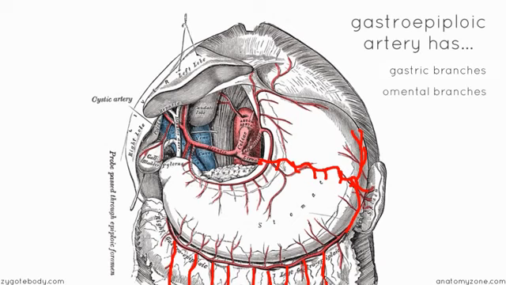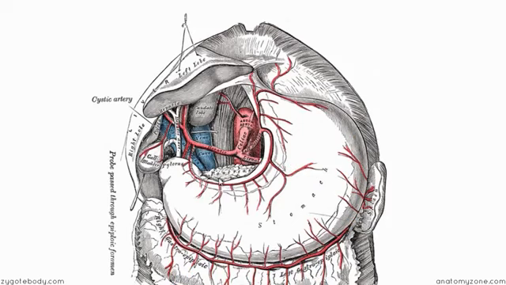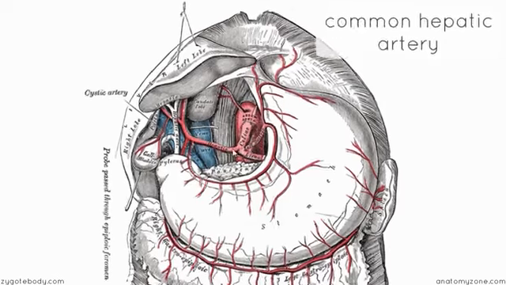So something worth mentioning is that I've been referring to this artery as the gastroepiploic, but you might see it referred to as the gastroomental artery. So worth bearing that in mind. So now we're coming on to the final branch of the celiac trunk. So this is the common hepatic artery, and you can see it here.